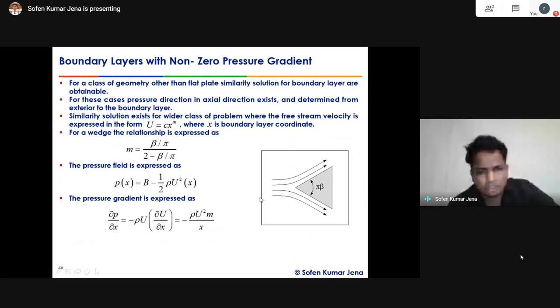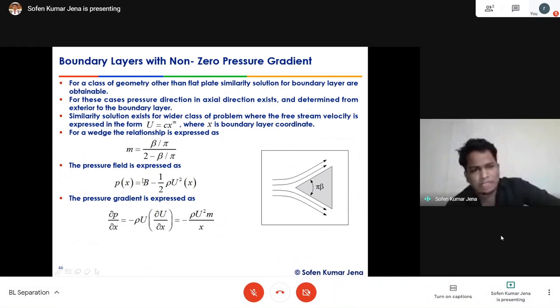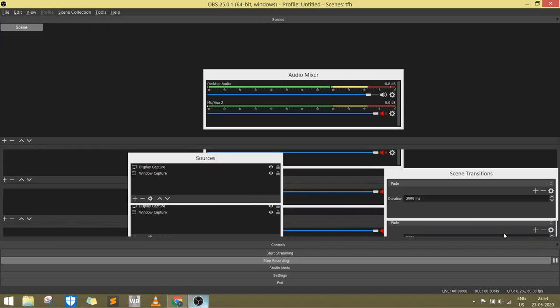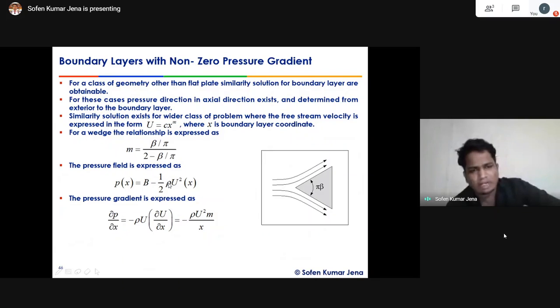The free stream velocity is changing over the boundary layer, because the free stream is also a function of x here. So now we have pressure as a function of x. Now let's find the pressure gradient. So del p by del x: B is a constant, so its derivative with respect to x is 0. Then minus half rho U square of x; differentiating, with the chain rule, U square gives 2U del U by del x, so the half goes, giving minus rho U del U by del x.